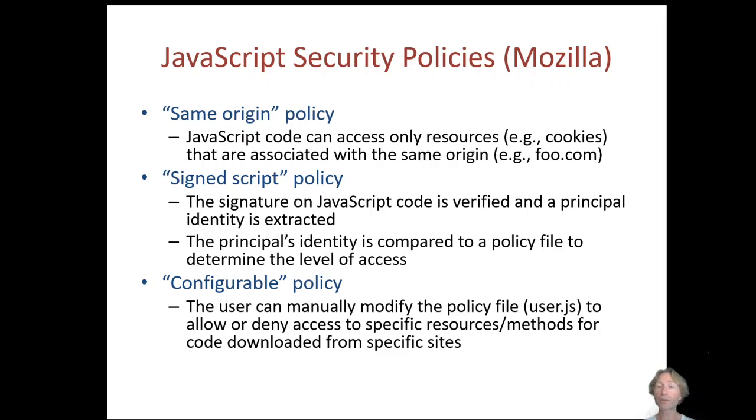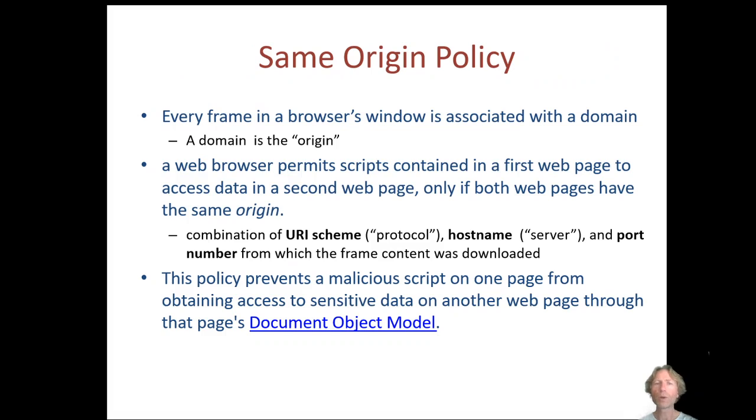There are other policies. For instance, you could also have signed script, where you have different allowances for scripts that have been signed by the right principal. Or you could have a configurable policy where you manually modify a policy file, and all of that works, right? But the main thing that is universally applied across the browsers nowadays is the same origin policy. So what does that mean exactly? Well, it basically means that every frame in a browser's window has an origin, a domain that it's associated with. And like I said, the web browser permits the scripts in a page to access only the resources of other pages or this page if they are from the same origin.